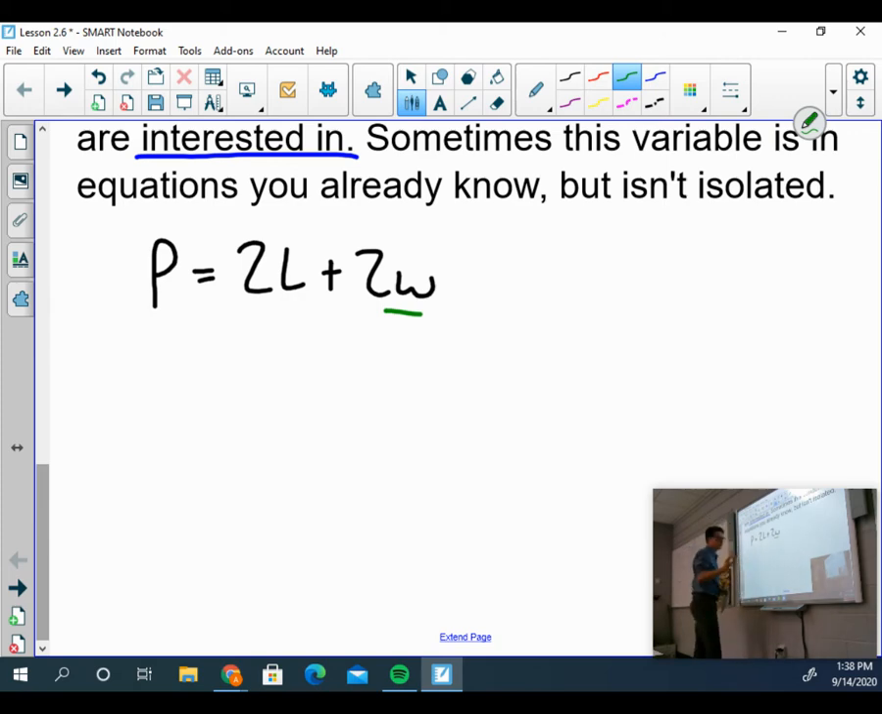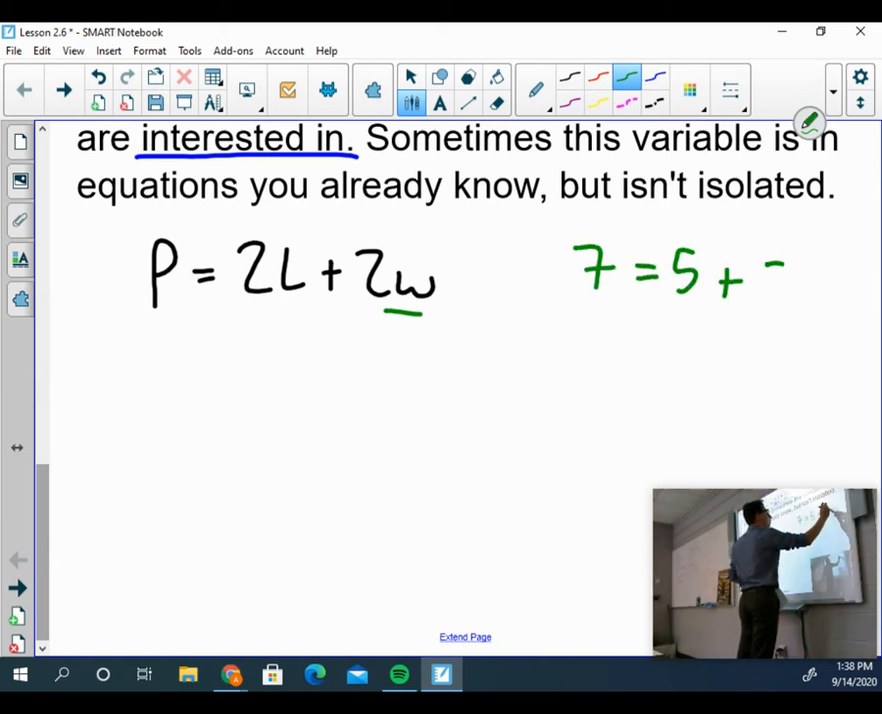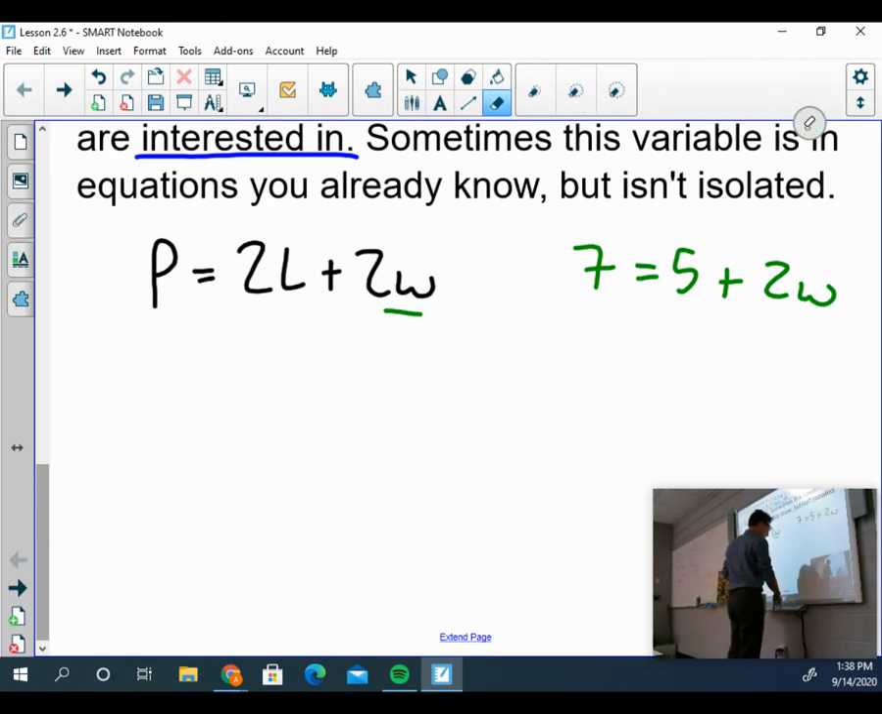Now we're going to use the same steps we have been. It's just going to look a little different, okay? So let's say I'm trying to get W by itself. Again, I am interested in W. As far as I'm concerned, P and L are like other constants because I'm not focusing on them. I'm focusing on W. So what's my first step? Well, if you can imagine, if I had an equation 7 equals 5 plus 2W, you tell me subtract 5 and then divide by 2.